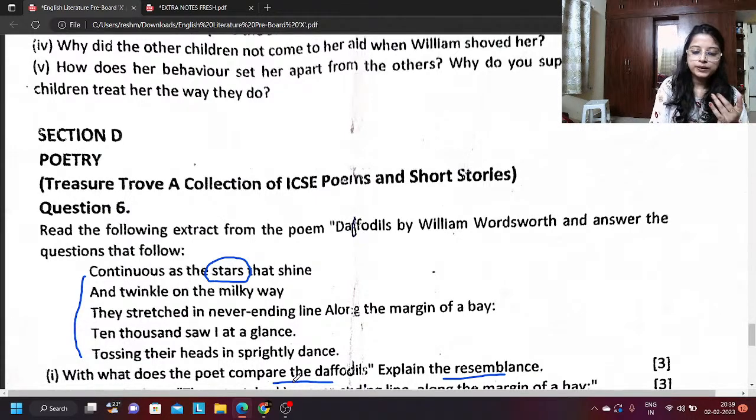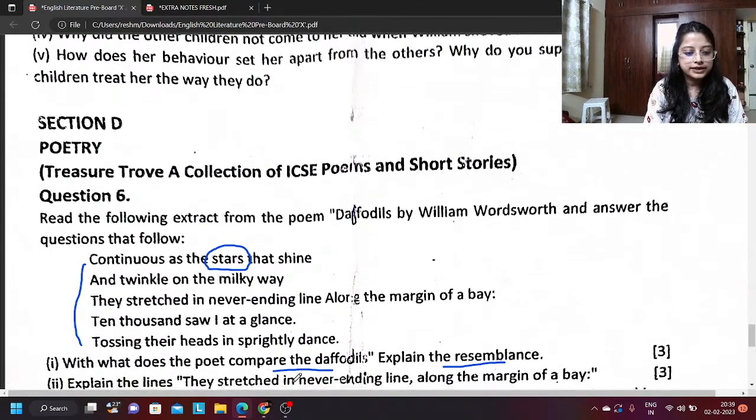You will have to say that the daffodils are bright yellow flowers which are growing all along the bay or the water body, and they are continuous. There is no gap in between, so it looks like there are 10,000 flowers altogether. Similarly, it is quite similar to the continuous line of stars in the galaxy or in the sky. That's it, that's your resemblance. No doubts? This is very simple. As simple as that. Let's move to the next one.